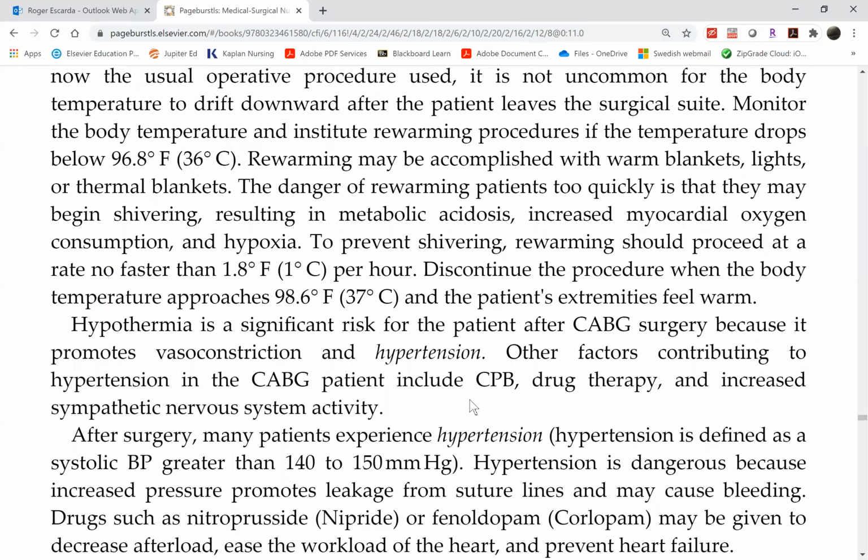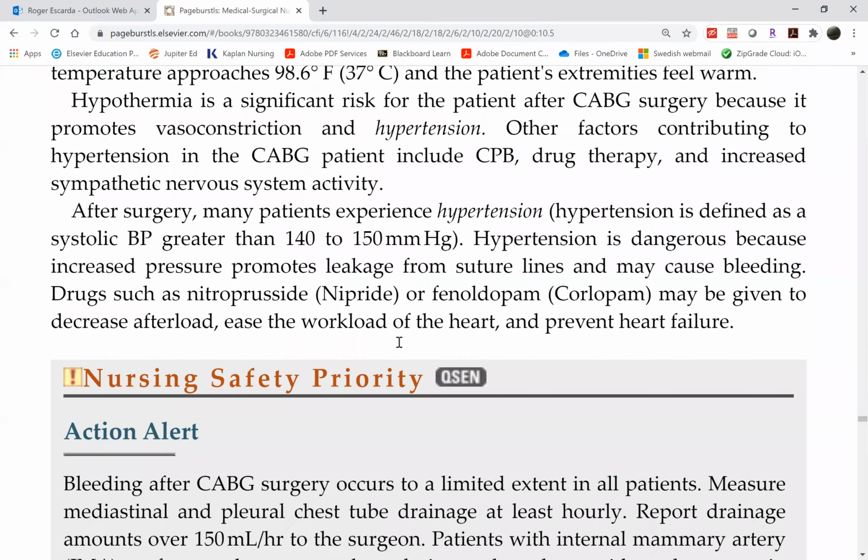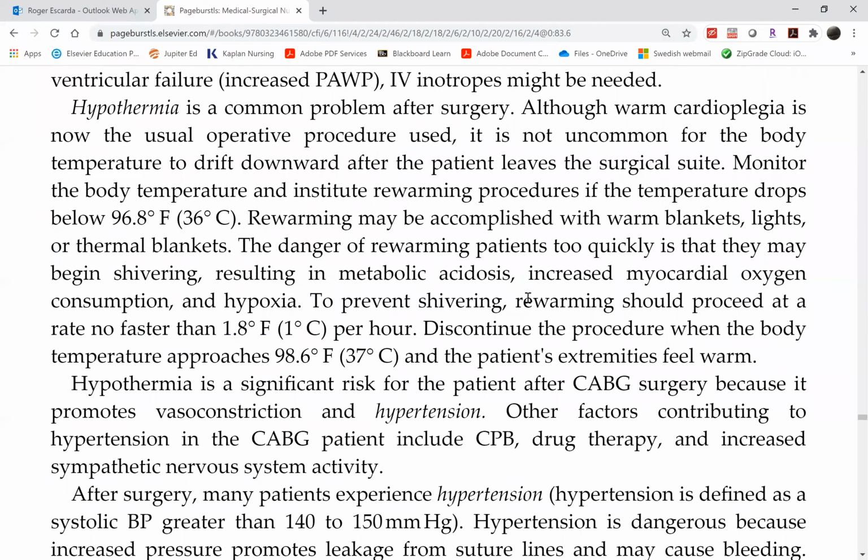Since it didn't really develop, I mean, mention hypothermia, you didn't see hypothermia on this list, right? Oh, there is, sorry. So yeah, there it is included.